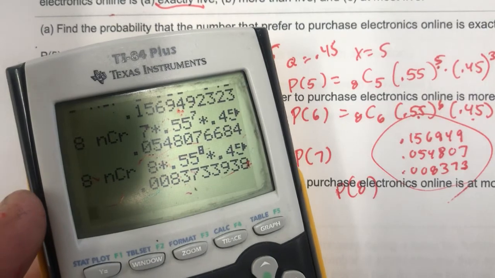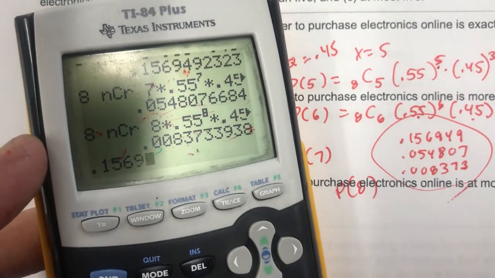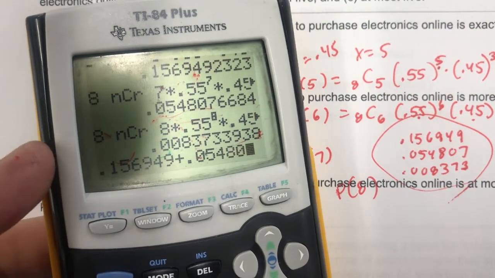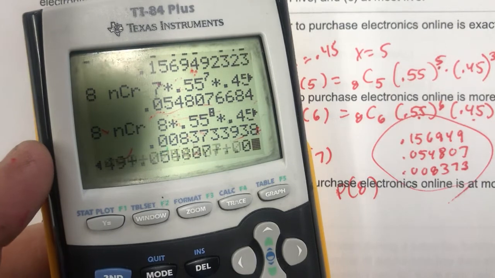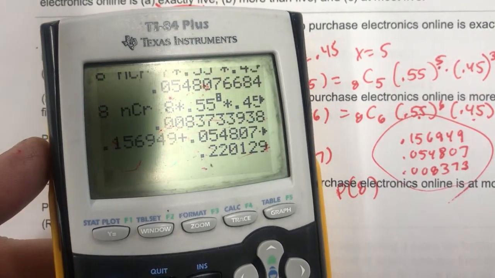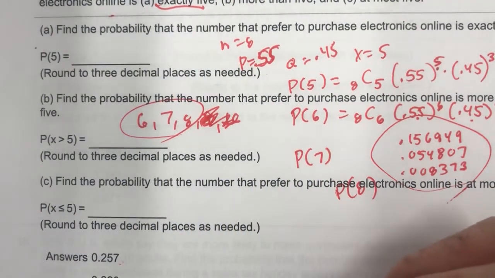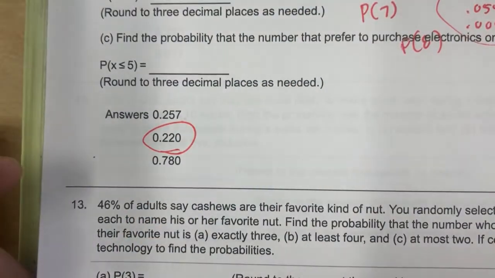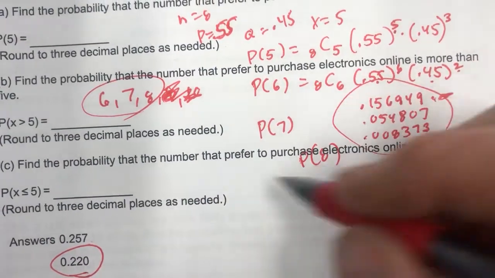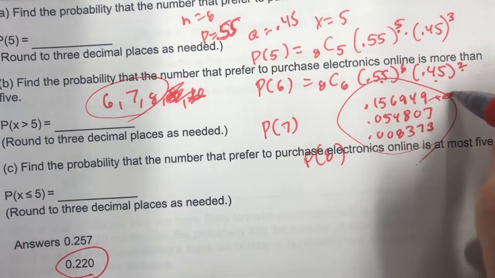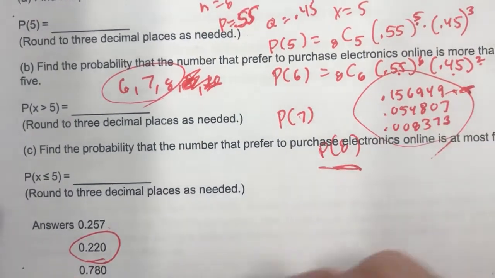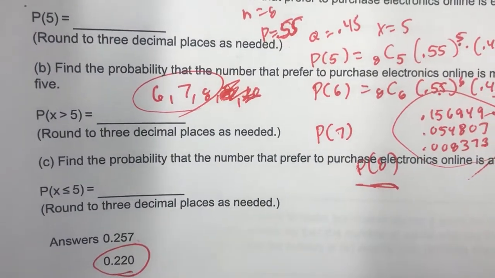All right, so 0.156949 plus 0.054807 plus 0.008373, and I get this right here, 0.220. And look there, we got it, 0.220. So yeah, leave your decimals like this. Don't round them when you get this. Leave them along, like maybe 6 digits or 7 digits or something. So when you add them together, there won't be any rounding that causes you to be off, like I was just a minute ago.